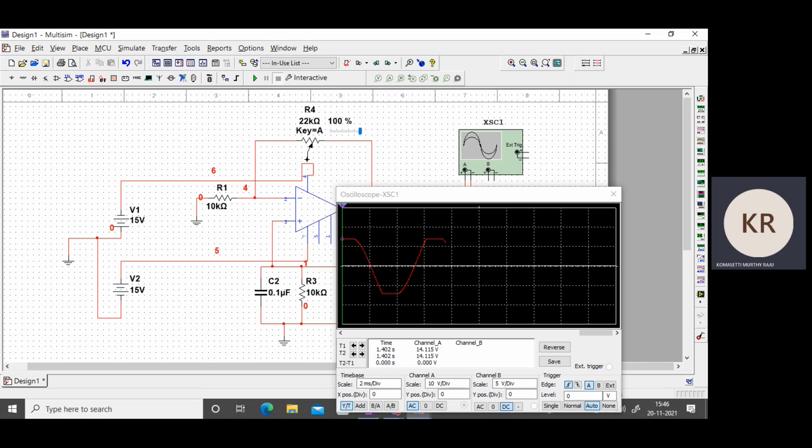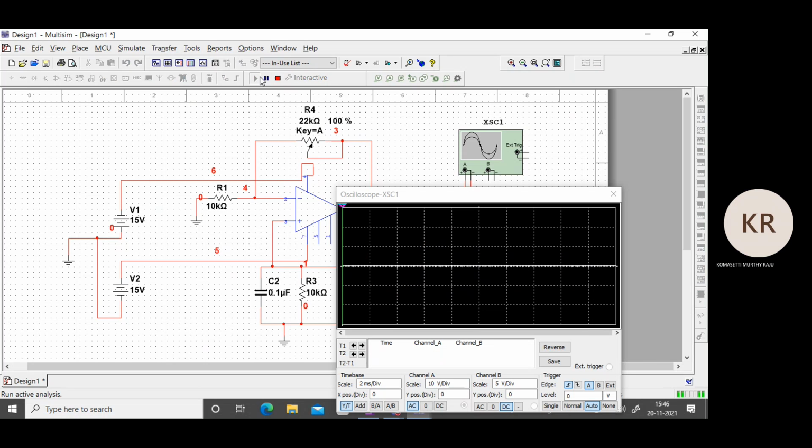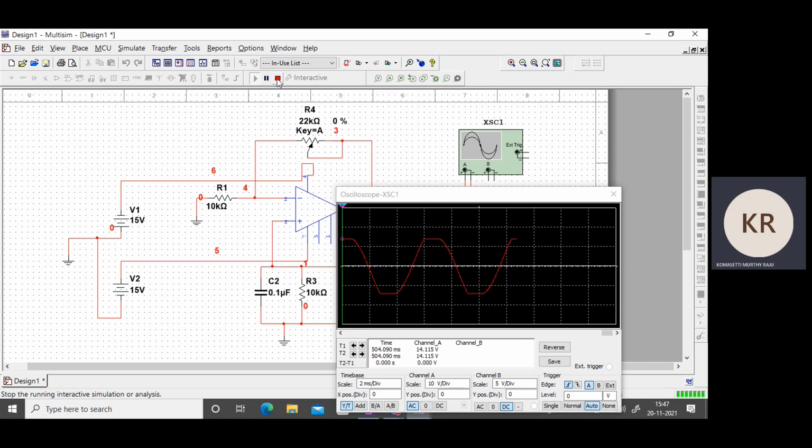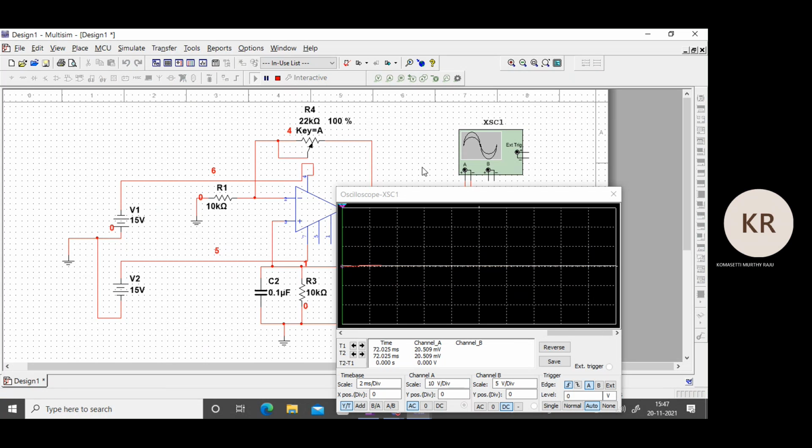Delete this one connection. Connection is given here. Okay. Reduce the here 100% is 100% means 22 kilo ohms. Reduce towards the zero value. We will get 22 kilo ohms and waveform variations are obtained. Or else here connection is like that. 100% here, put 100% here. 100% be here. The variation is like that.